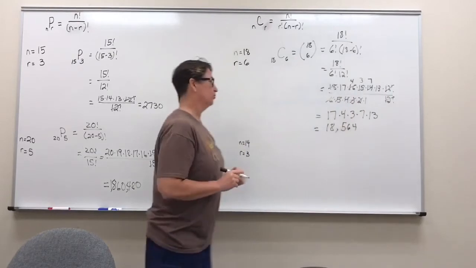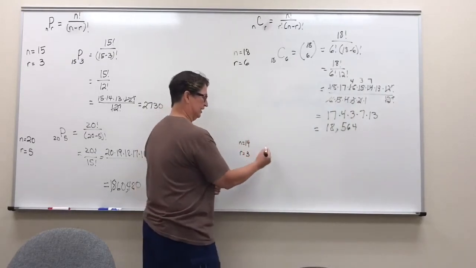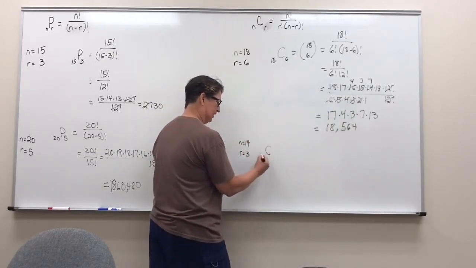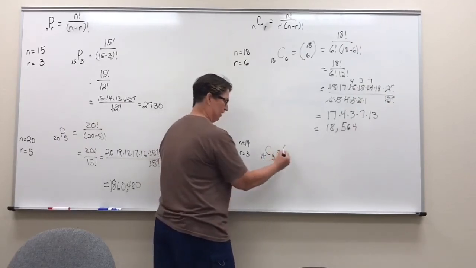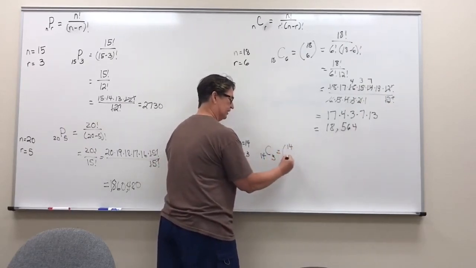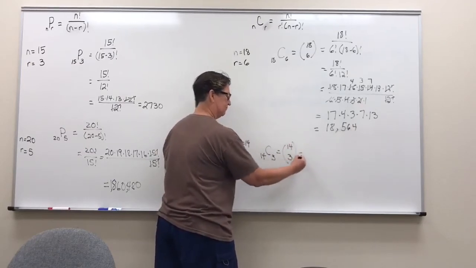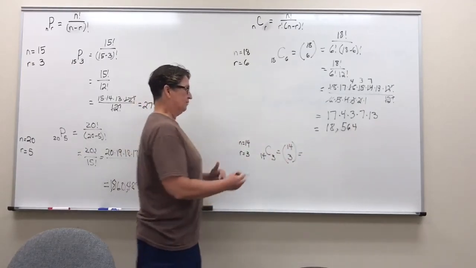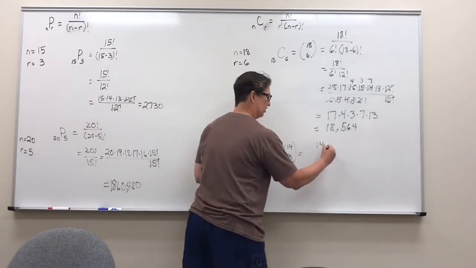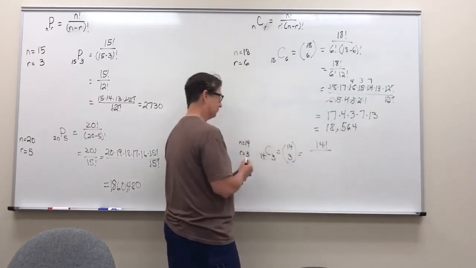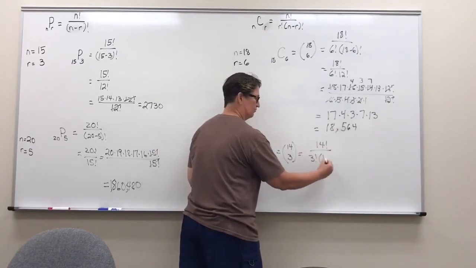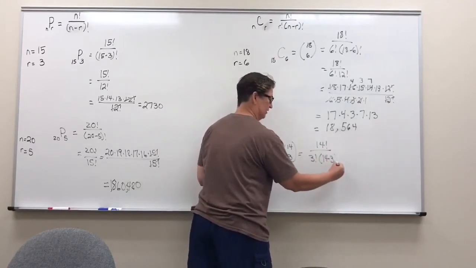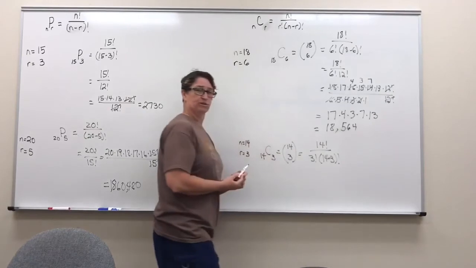One last problem, one last example. Again, I've got my combination is 14 choose 3. Or you may see that written in some places, 14 choose 3. And again, my 14 factorial goes on top. The 3 factorial is on the bottom, and 14 minus 3 factorial is also on the bottom.